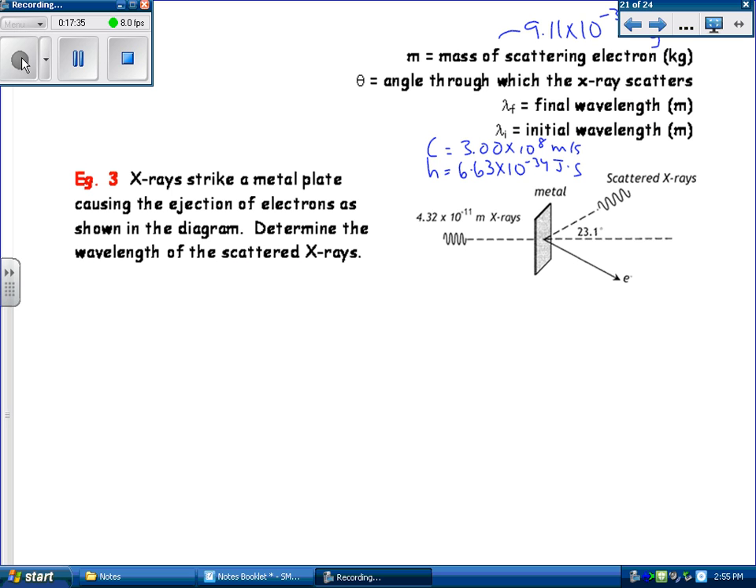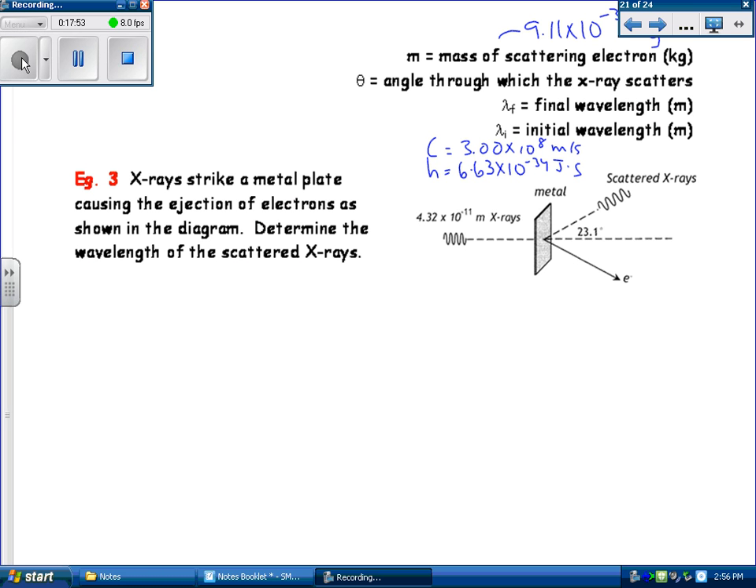X-rays strike a metal plate, causing the ejection of electrons as shown in the diagram. I actually think this might be one from your workbook. I don't have a lot of examples for this, so I pulled one or two right out of your workbook. Try it again, even if you write down the example, just to make sure that you can do the algebra on your own.